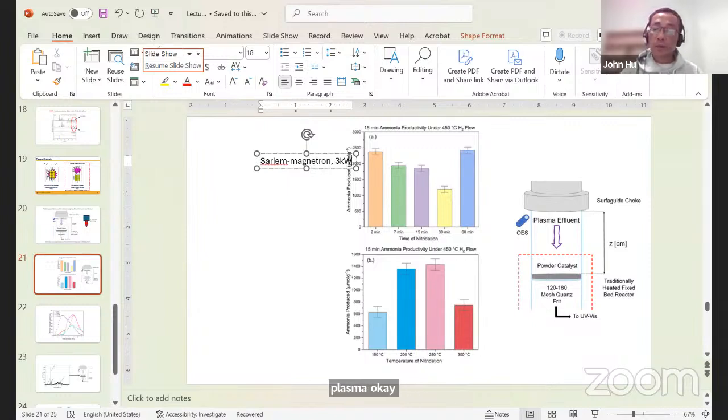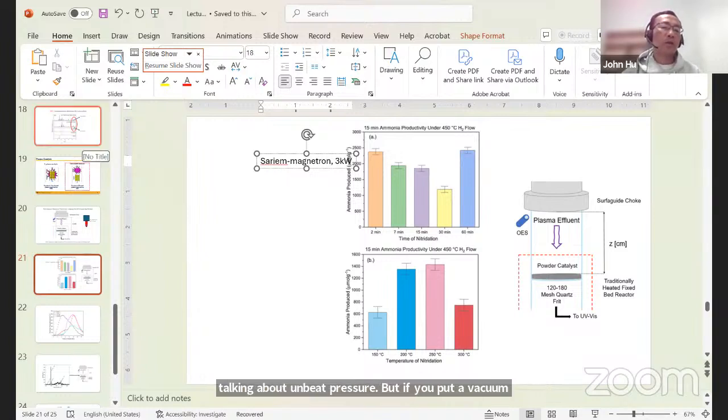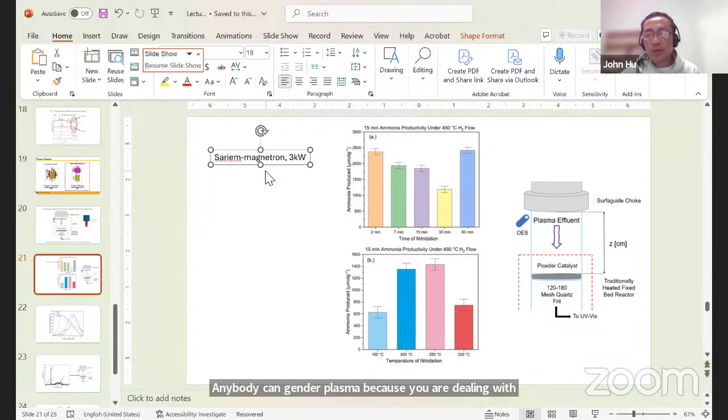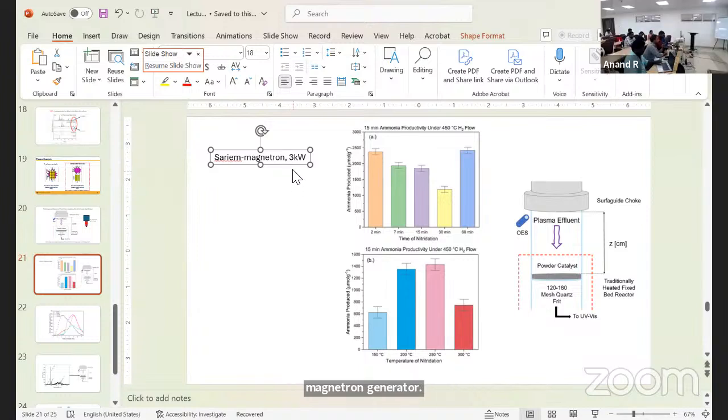It's tricky to maintain plasma, but I'm talking about ambient pressure. If you put it under vacuum, anybody can generate plasma because you are dealing with such dilute nitrogen. But if you have a lot of nitrogen to sustain, you need a high power magnetron generator. Make sense? Yes, sir.